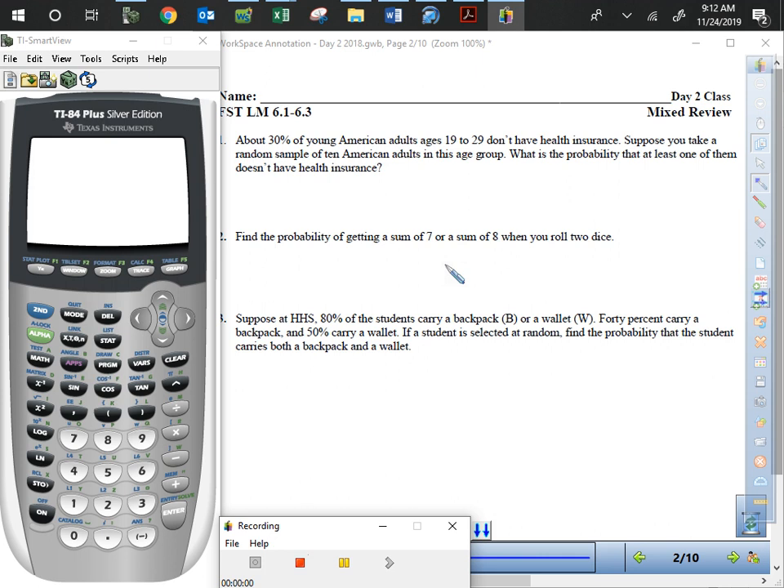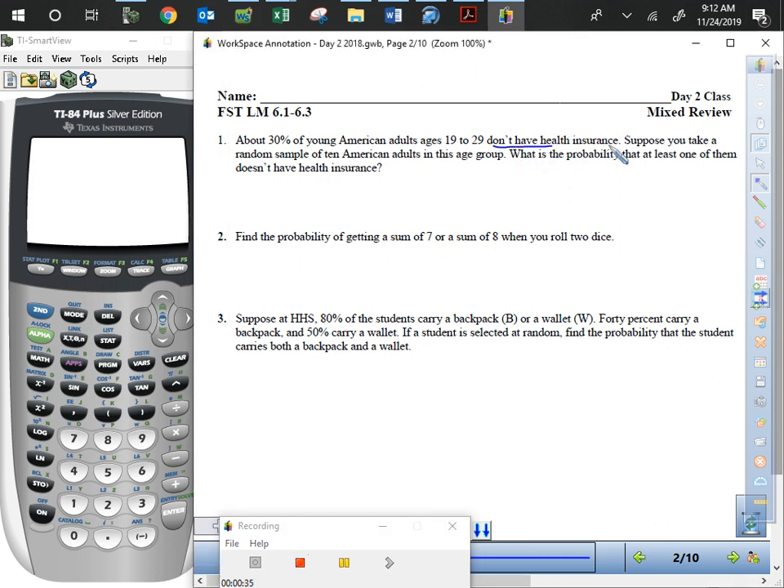Okay, so right now we have two potential outcomes. Either they don't have health insurance or they do. But these outcomes aren't equally likely. Notice it says 30% chance of not having health insurance, which implies that there's a 70% chance that they do. Now, we want to look at the probability that at least one of them doesn't have health insurance.